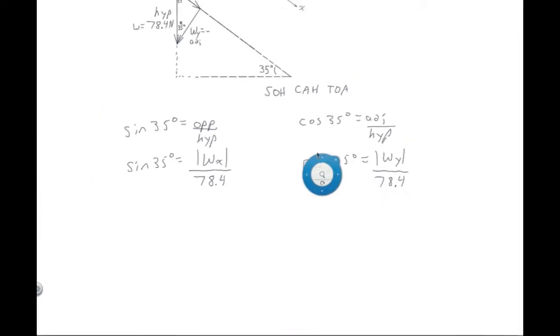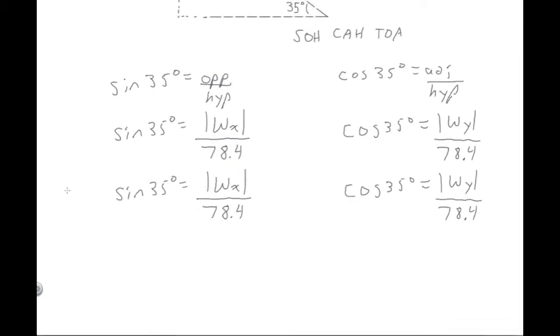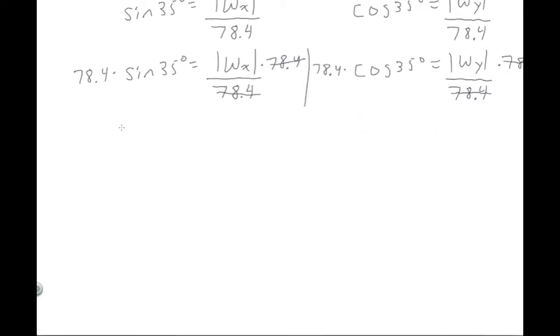As usual, we've talked about how in SOHCAHTOA you should focus on the magnitudes of the components, not on the assigned values, because we're trying to represent lengths, and lengths can never be negative. So to ensure that these are not negative, we use absolute value signs. Now we'll solve by multiplying both sides by 78.4, in both equations. And we're ready to figure out the magnitudes of the two components using our calculator.